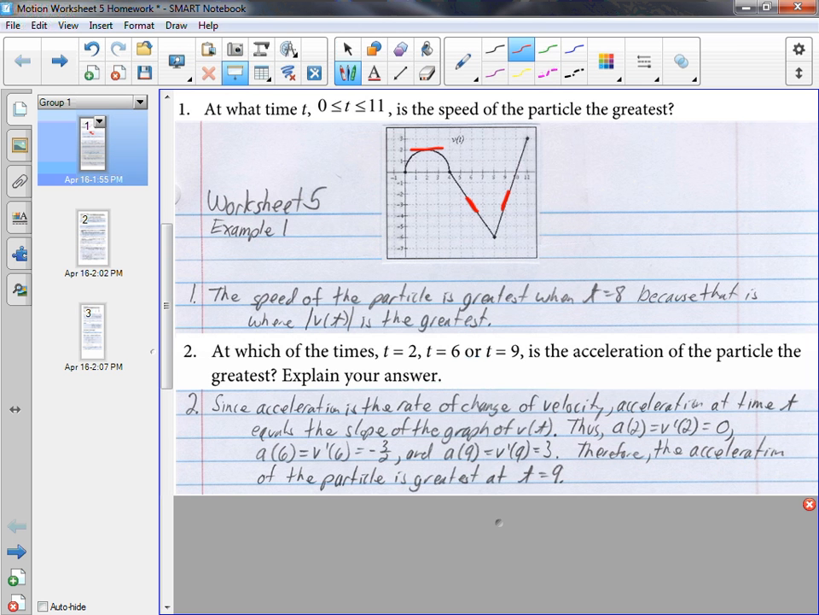If you can say it properly, you don't have to have the numbers, do you? You can say that acceleration at time t equals 2 is 0 because there's a horizontal tangent line. The acceleration when t equals 6 is negative because there's a negative slope. And at t equals 9 it's a positive number because it's a positive slope. You don't have to have the numbers to properly answer that question. Okay? But you got to explain it, either way, with numbers or without. You've got to be able to explain it. All right. We good? Let's try number 3.